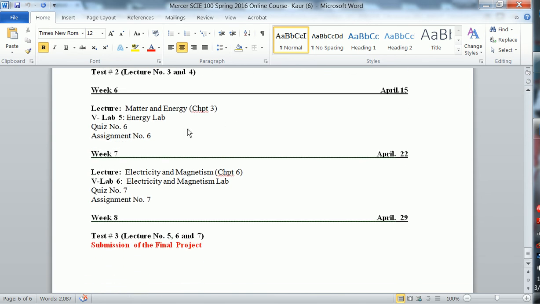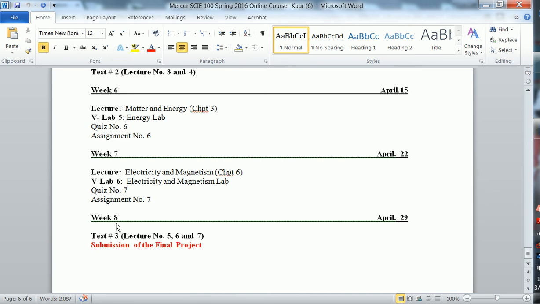Moving towards week number 6, we will be moving towards physics. In the lecture we are going to cover matter and energy, which is from chapter 3 of the book, and the virtual lab is on energy. Same thing with the quiz and assignment. Moving towards week number 7, again it's a physics week, so you will have a lecture on electricity and magnetism, which is from chapter 6 of the book, and virtual lab number 6 is on electricity and magnetism. You will have a quiz, and you're required to write the assignment.